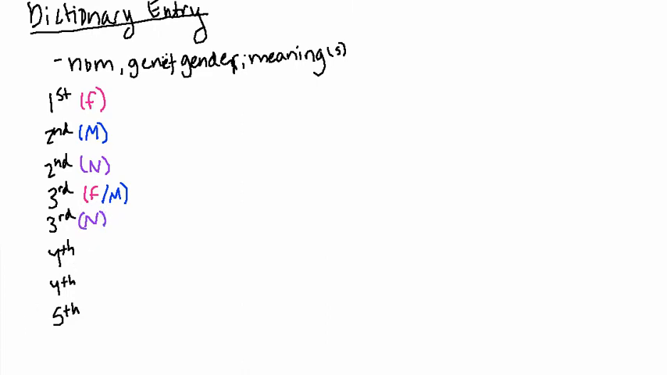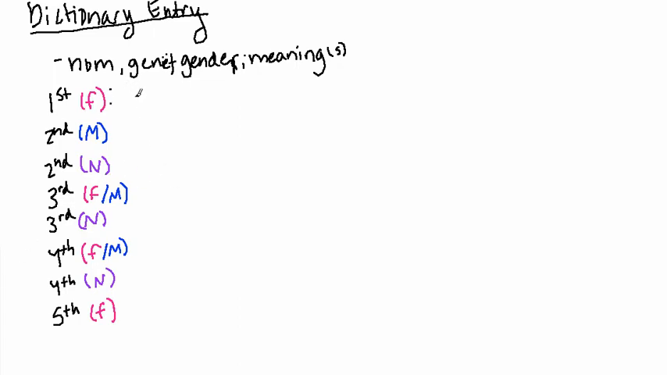The fourth declension can be either masculine or feminine, like the third declension, and then it also has a set of endings for the neuter. And now finally, the fifth declension, as I just mentioned, is almost always going to be feminine. So now I'll go ahead and give you the endings.